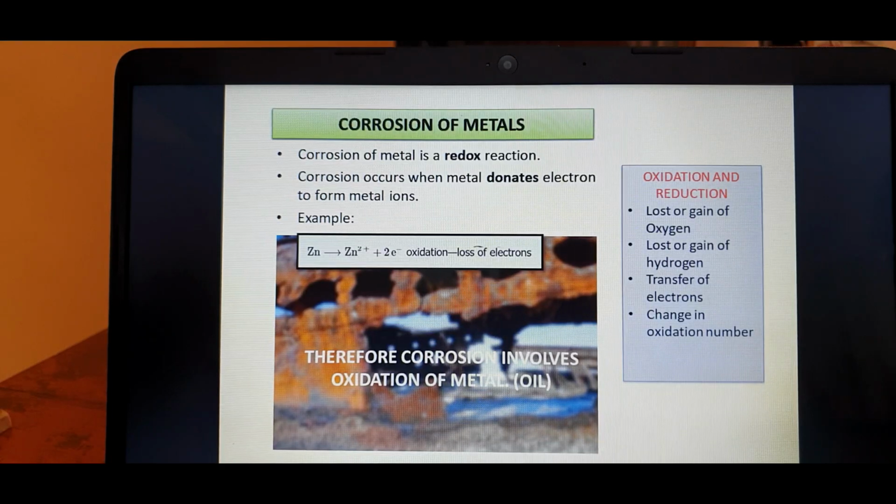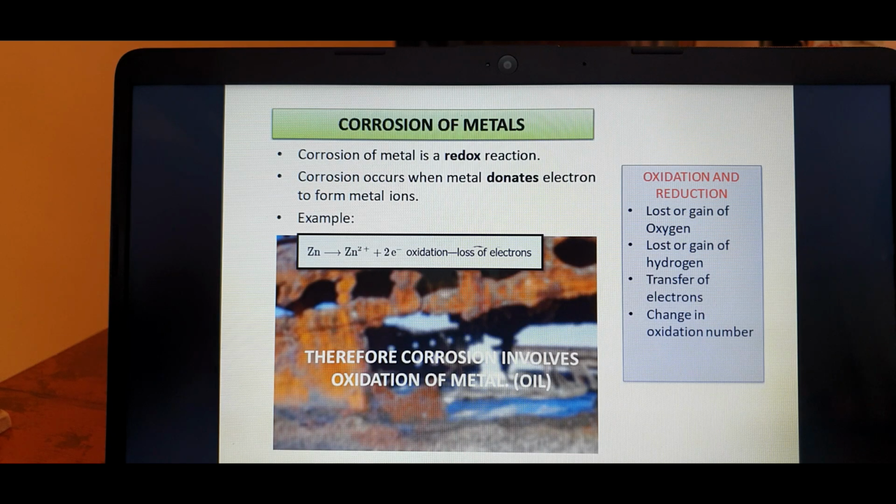Okay, so today we are going to continue with our examples of redox reactions. We are going to talk about rusting of metals, rusting of iron in particular. But before we can explain a little bit about rusting, we have to talk a little bit about corrosion.